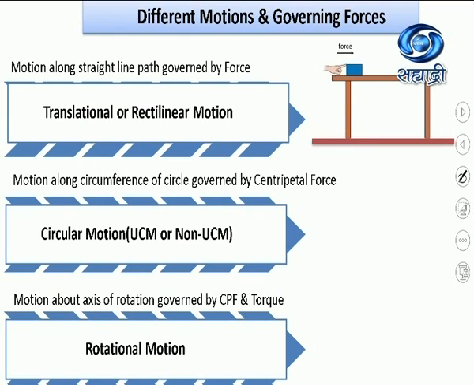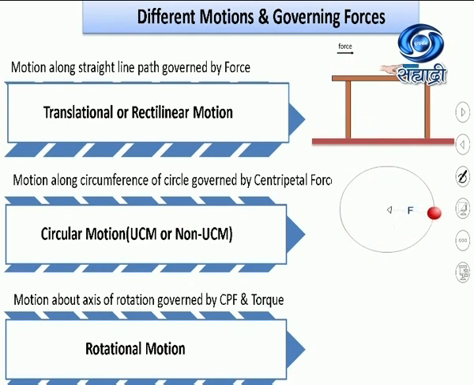In circular motion, which may be uniform circular motion or non-uniform circular motion, the object has a tendency to move along the circumference of a circle, which is governed by a centripetal force. So here in the diagram, it is observed that an object, especially a ball, is performing circular motion.